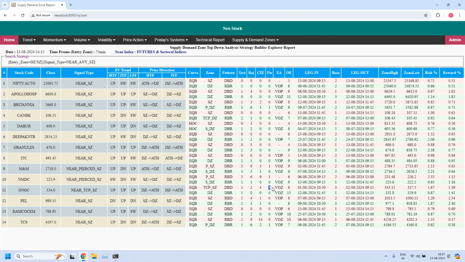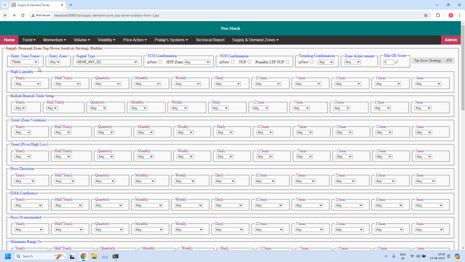ONGC is already pierced 3 times, so we can't accept. So we don't have any high liquidity supply zones from 75 minutes time frame. Okay, this is about high liquidity zones identified from daily and 75. The next time frame is 25 minutes time frame.